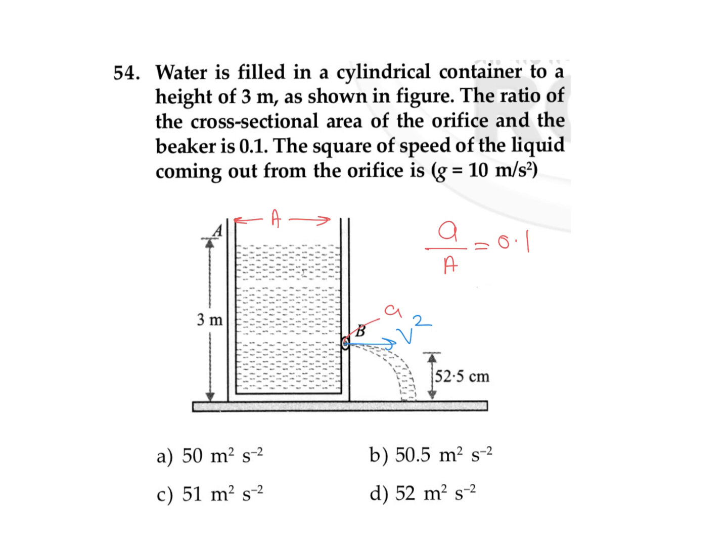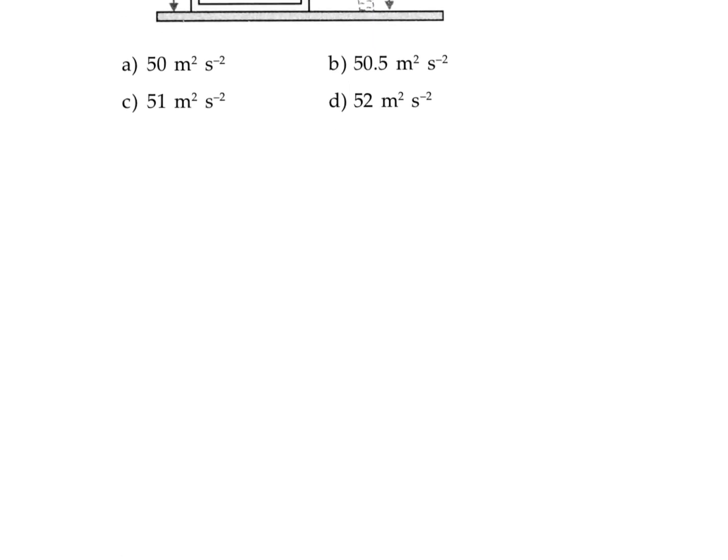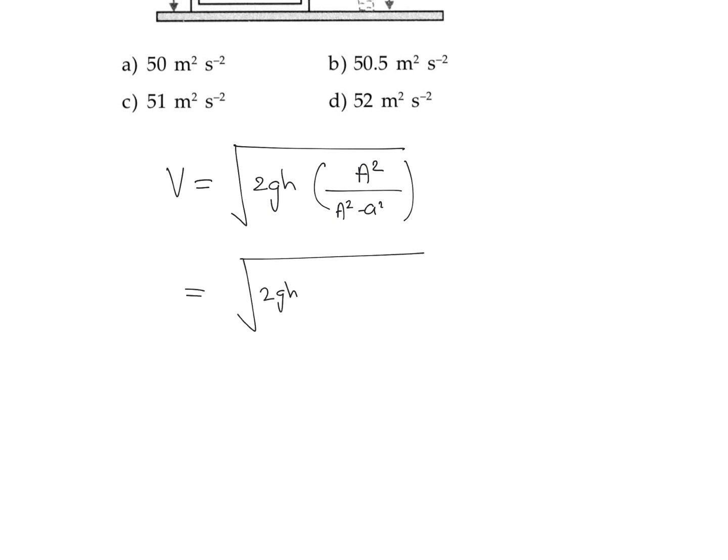We already derived the equation for the velocity of liquid coming out if we are not neglecting the effect of the size of the orifice. Then the equation becomes the square root of 2 g h A square divided by A square minus a square. Or we can modify it: 2 g h into, dividing by A square, 1 divided by 1 minus small a square divided by capital A square.